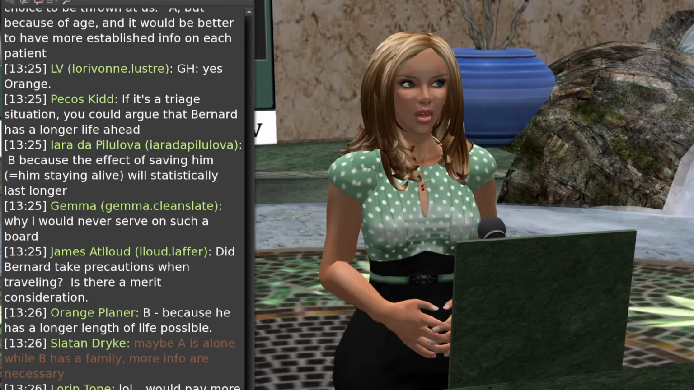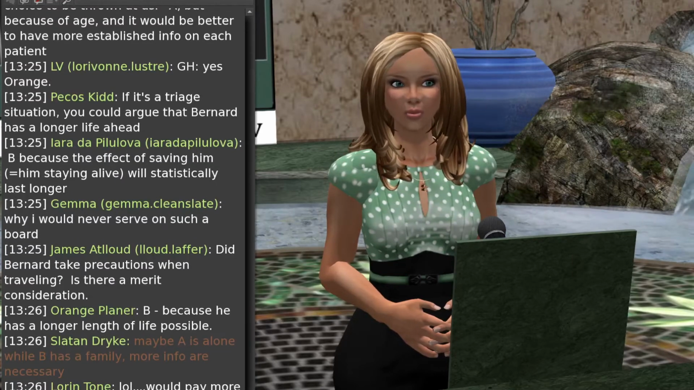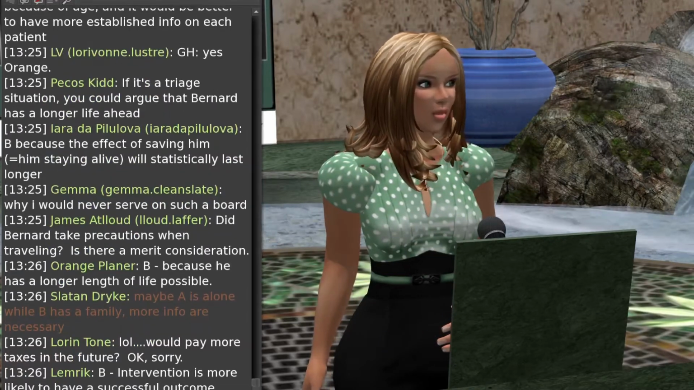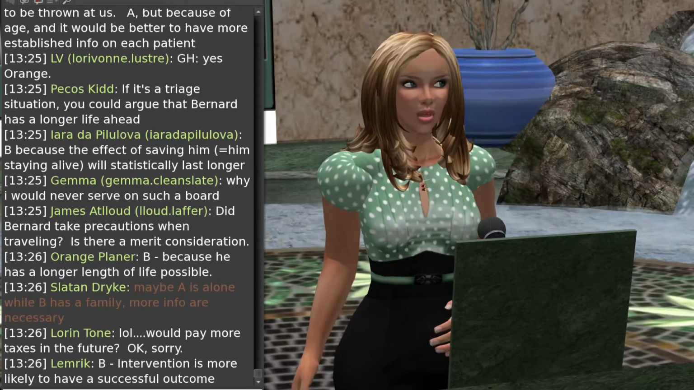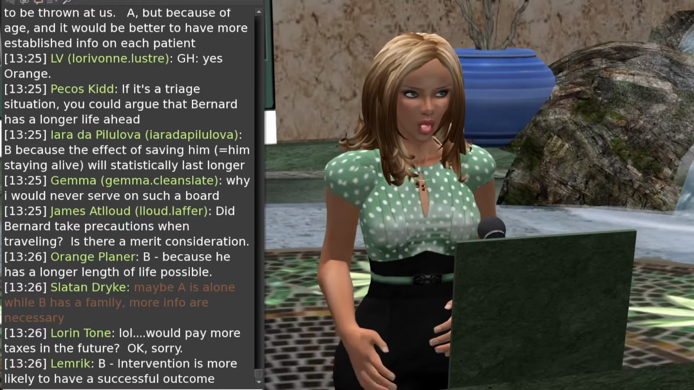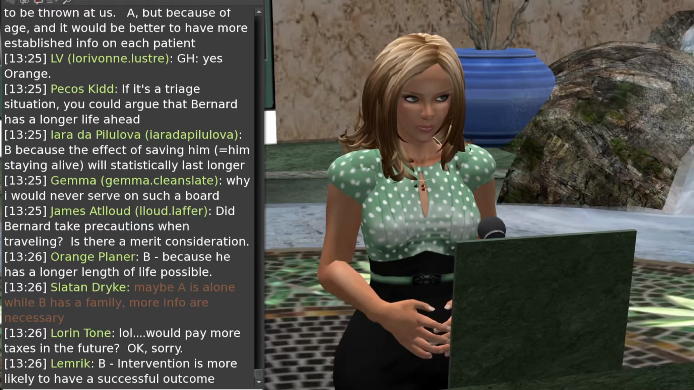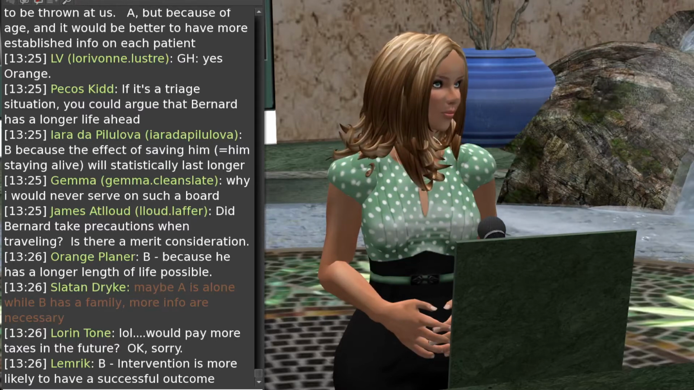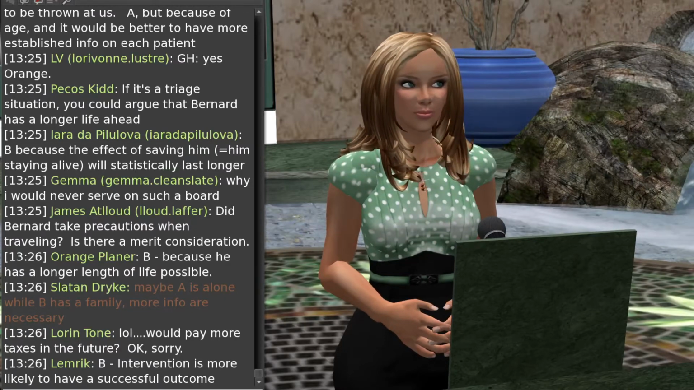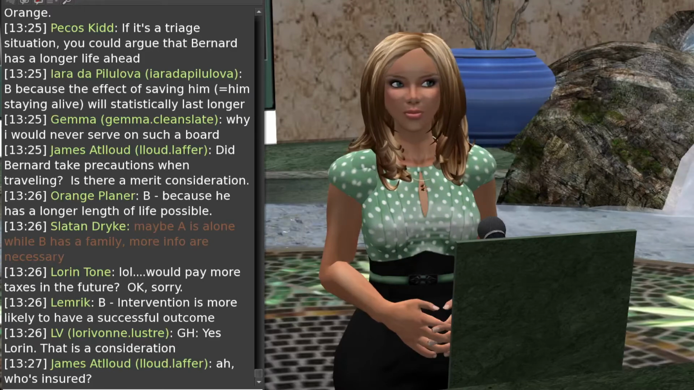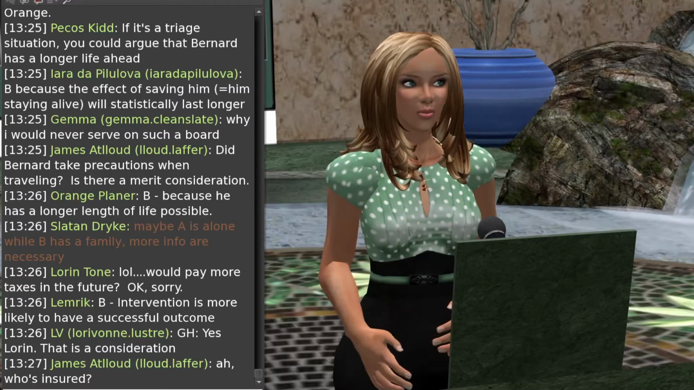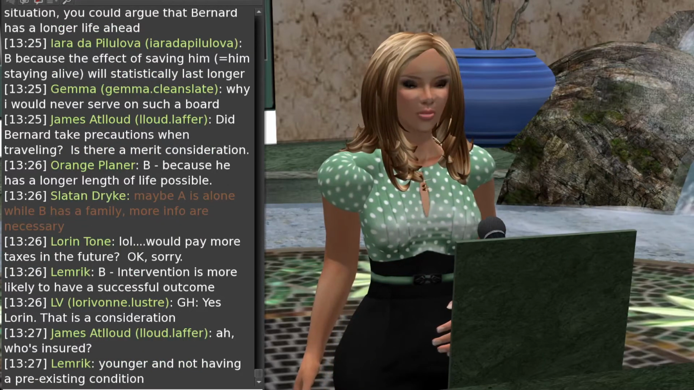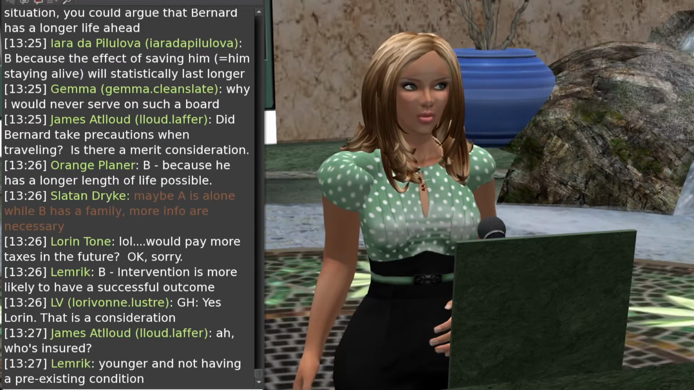Slayton says maybe Adrian is alone while Bernard has a family. Again, more information is necessary. Lauren says Bernard would pay more taxes in the future. That is actually a consideration. Limerick says Bernard, intervention is more likely to have a successful outcome. You mean because Adrian was already ill? Is that why you're saying that, Limerick? Oh, James wants to know who's insured. And Limerick says younger and not having a pre-existing condition. Okay.